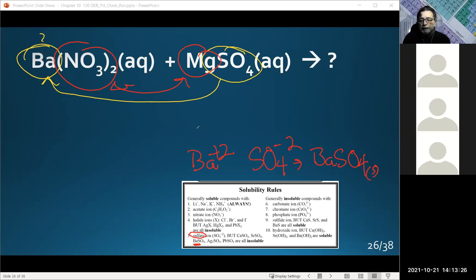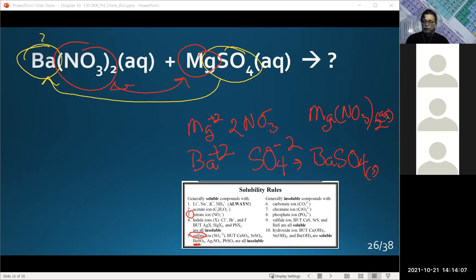My other partner would be magnesium, which is a +2, it's a group 2 element, and the nitrates, which are a -1. That means I need 2 of these, 2 nitrates. So this is the new formula of my products now: Mg(NO3)2. If you recall that all the nitrates, number 3, are soluble, regardless of what the metal is. So this guy here is soluble.